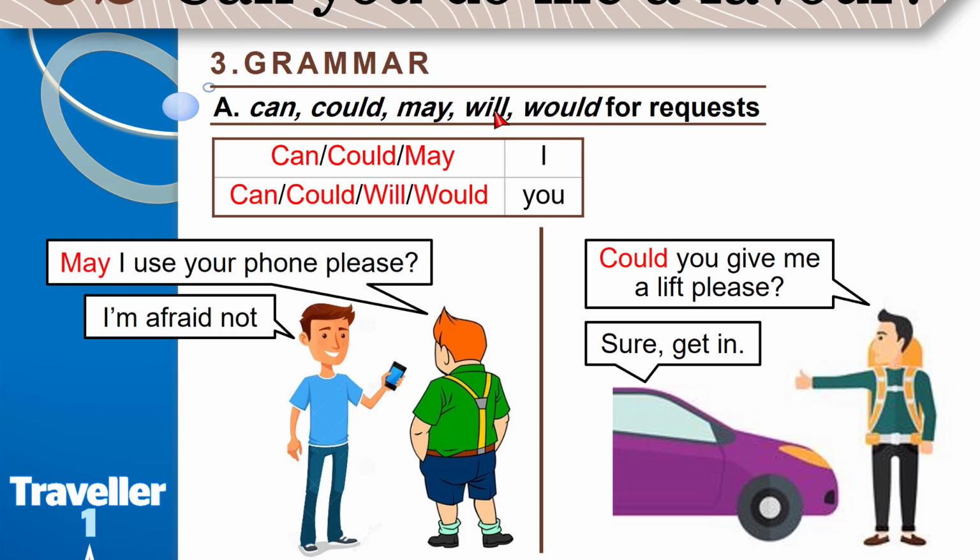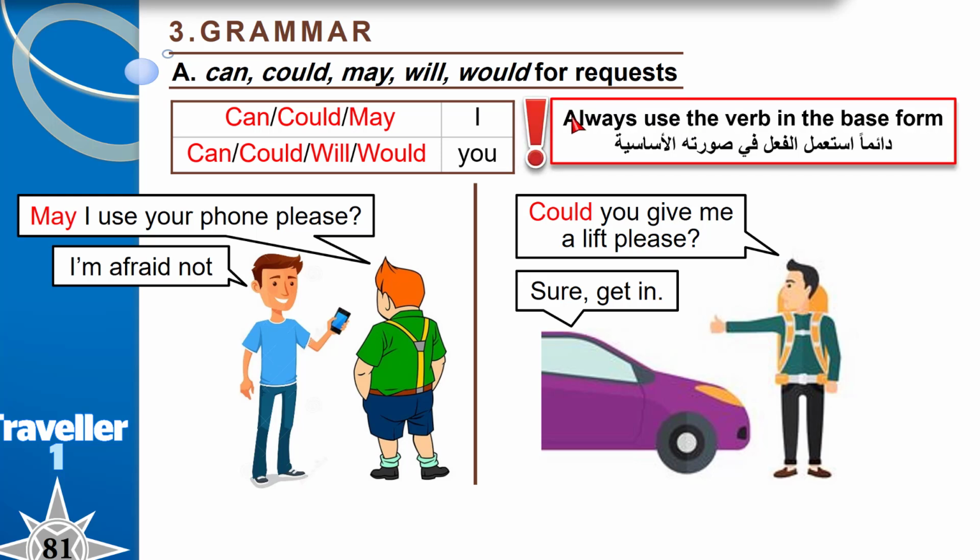Now notice something very important here. When you use these modal verbs, always use the main verb in the base form. Where is the main verb here? It's give. It's use here, use. Don't say, may I using your phone? No. May I uses? No. May I used, past? No. Use the verb in the base form. If you are using he, she, it, you, we, they, that doesn't make a difference. So that's easy. When you use these, just put the verb as it is without making changes.